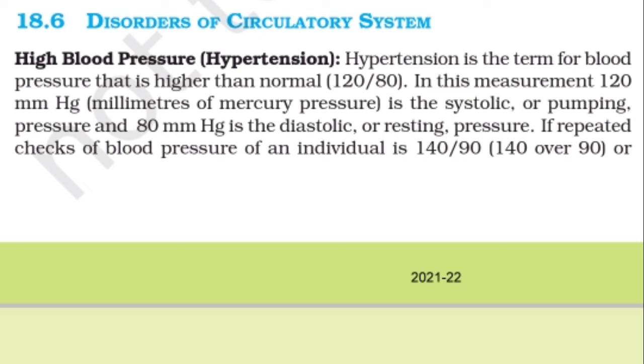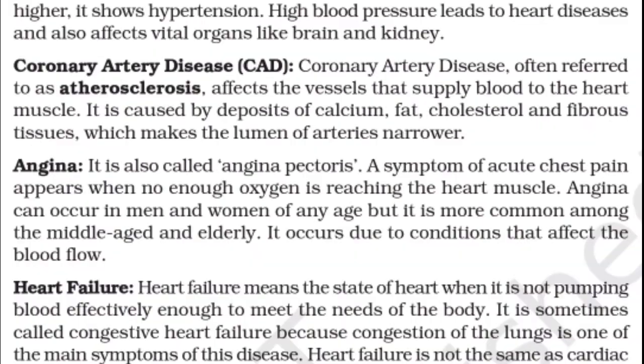Hypertension is the term for blood pressure that is higher than normal (120/80). In this measurement, 120 mmHg (millimeters of mercury pressure) is the systolic or pumping pressure and 80 mmHg is the diastolic or resting pressure. If repeated checks of blood pressure of an individual is 140/90 (140/90) or higher, it shows hypertension.